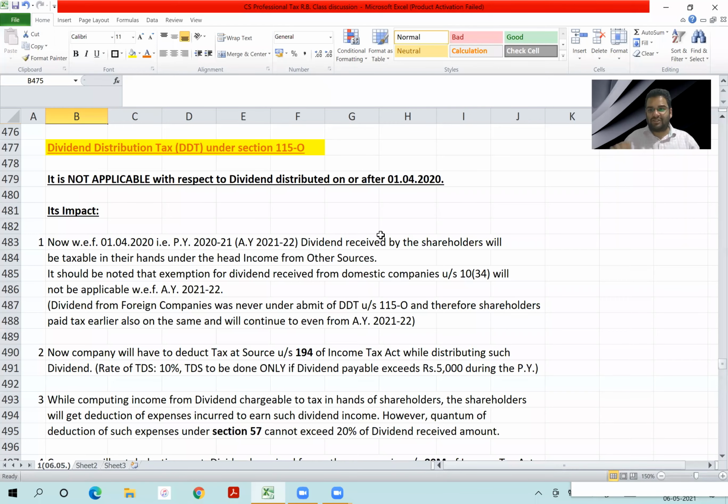Welcome to this session in which we are going to discuss dividend distribution tax under section 115O. This is one of the biggest amendments that has happened with effect from AY 21-22, that is with effect from 1st April 2020. If dividend is distributed, then there is no dividend distribution tax. Getting it? So DDT is not applicable for dividend distributed on or after 1st April 2020.